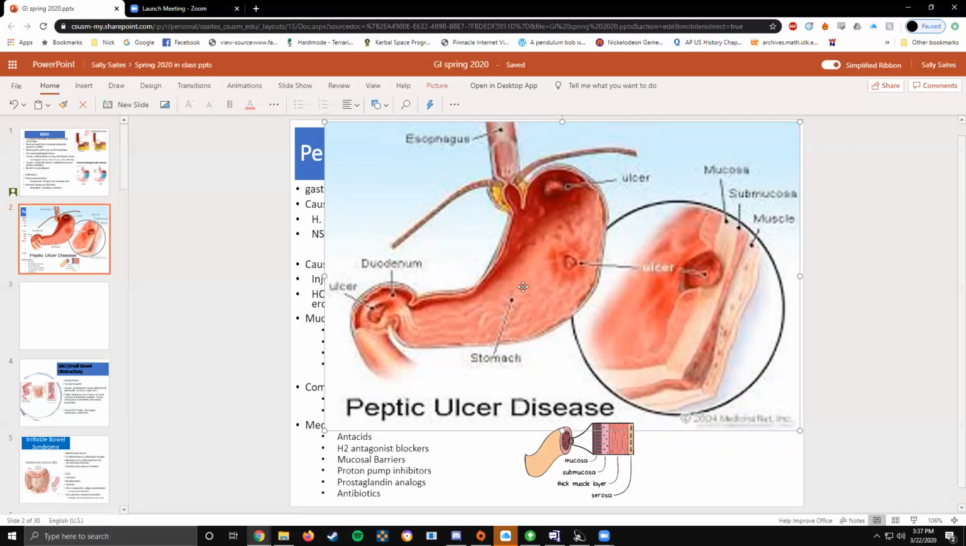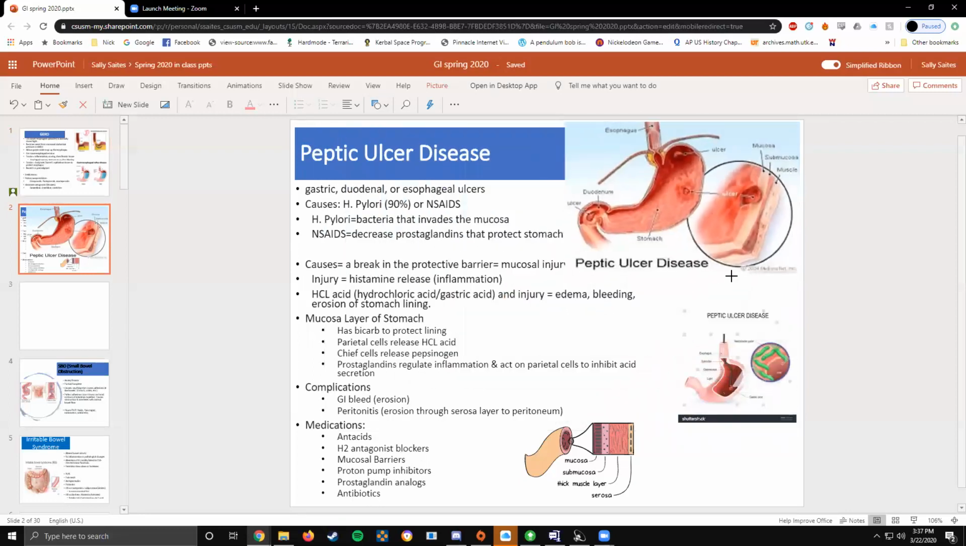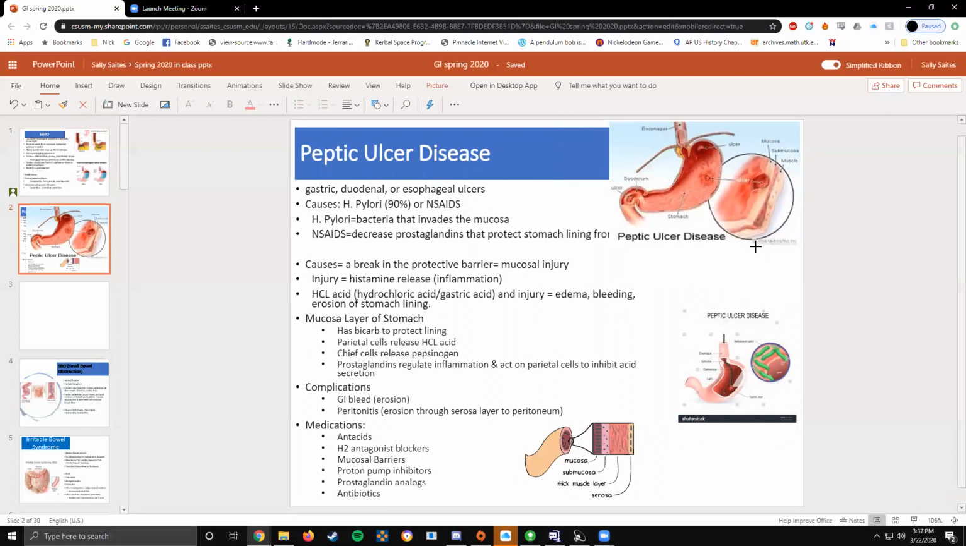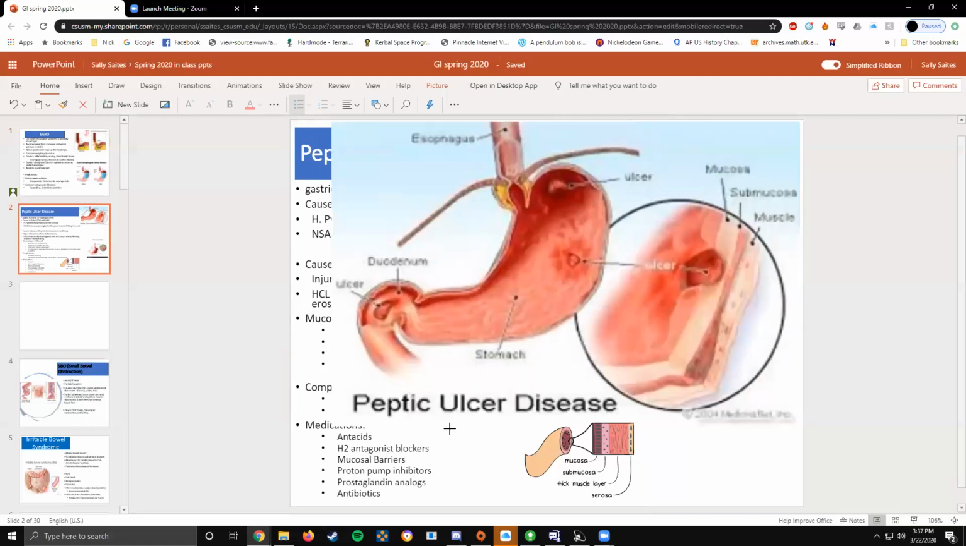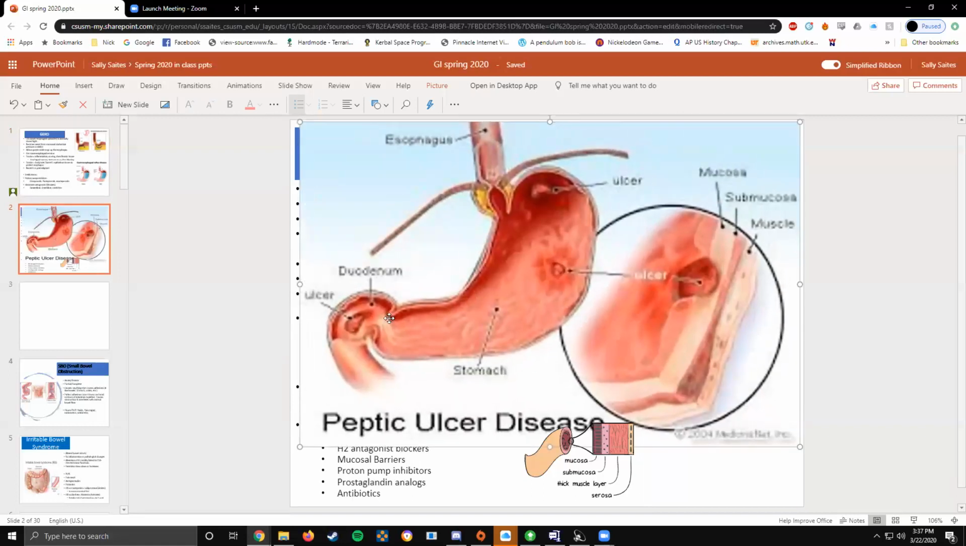So peptic ulcer disease is different. It is actually caused by two primary ways, one being very primary, which is the H. pylori bacteria. Okay, so we have H. pylori bacteria, and the other is NSAIDs. So H. pylori is a bacteria that really damages the inside mucosa of the stomach.